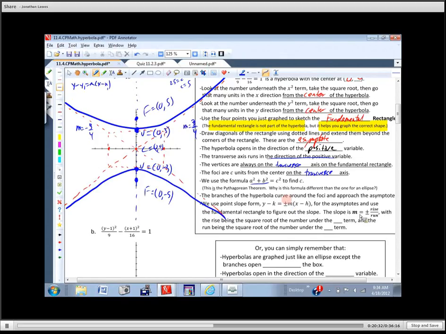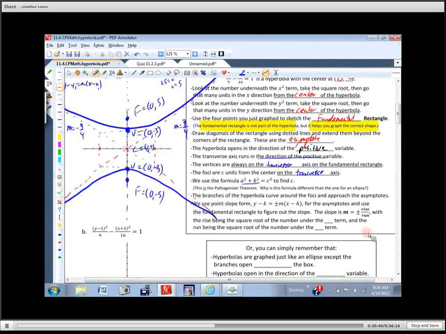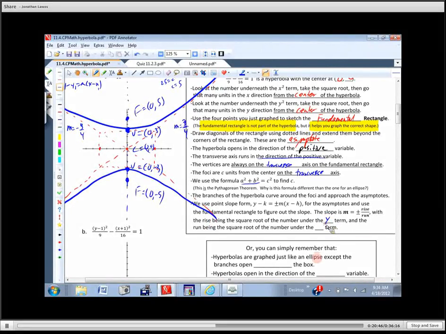The way we figure out what the slope is, it's going to be plus or minus the rise over the run. And like we were just mentioning before, the rise is the square root of the number underneath which term? The y, and the run is the number underneath the x. Lots of stuff to keep track of. Any questions there?